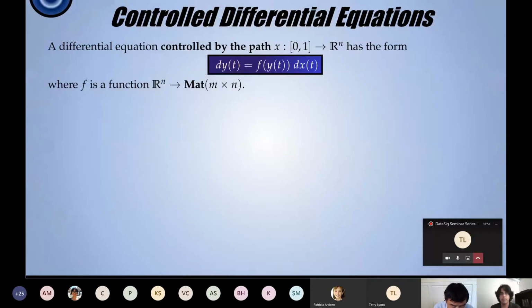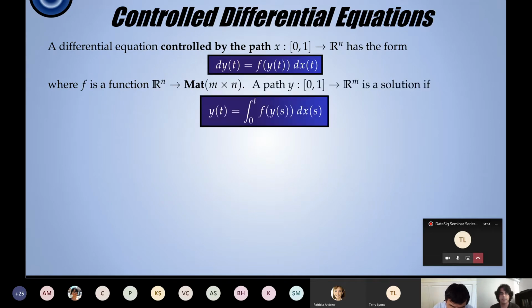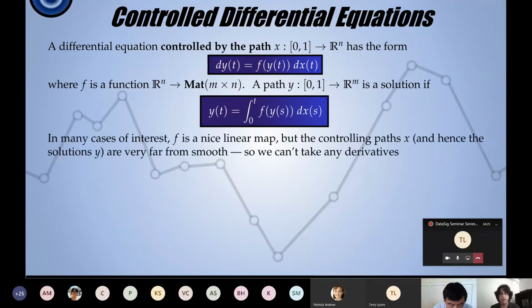And where the magic starts is when you have differential equations controlled by paths. So they have the form dy_t is f of y_t dx of t, and f is some function taking values in matrices. A path solves this equation, of course, if you integrate on the right side and you get an equality. So there are many applications where f is a beautiful, nice linear map, but the paths have very, very small levels of regularity, so that you can't really take any derivatives.